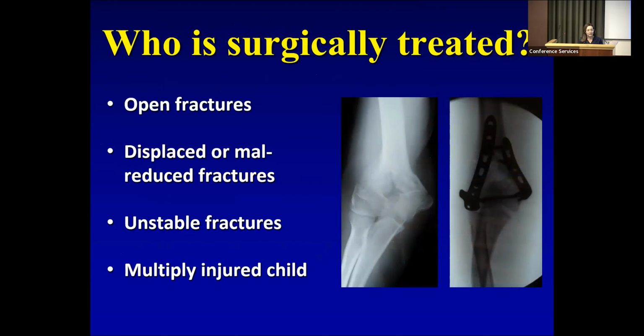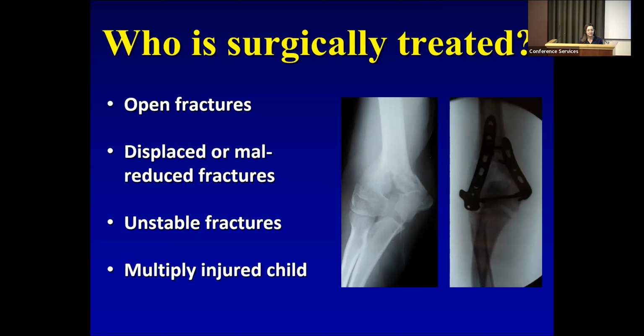So certainly there are some pretty clear indications of when we might take a child to the operating room to fix a fracture. Open fractures, that's when the fracture pokes through the skin and communicates with the environment, because there's a risk of infection. In many cases, we'll be taking them to clean out the bone and then sometimes stabilize the fracture, since they can tend to be a little bit more unstable than the ones that don't poke through the skin. If the fracture is not lined up properly, or if the bone is significantly displaced and there's no way to line it up in a cast, or if a child has multiple injuries.